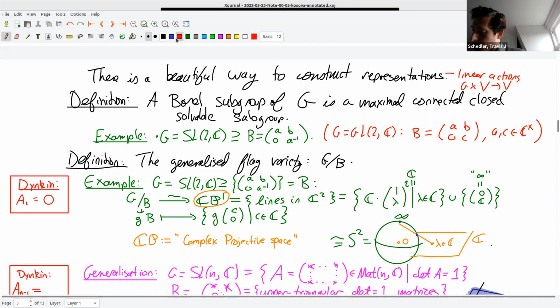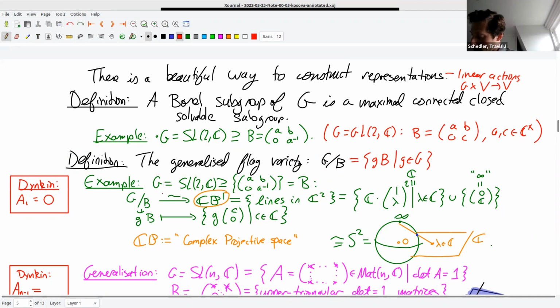And now we can define what's called the flag variety. That's just the coset space, the quotient G mod B. It's the set of all cosets of B in G. Let me write that more formally. This is just formally the set of all cosets gB for g in G. So of course, if g is in B itself, we just get B back, but then we can get many other cosets. So let's look at an example of that.